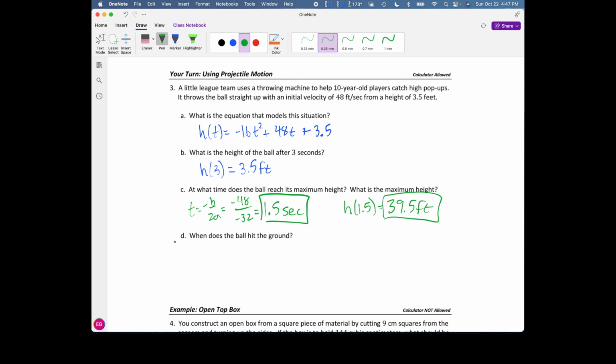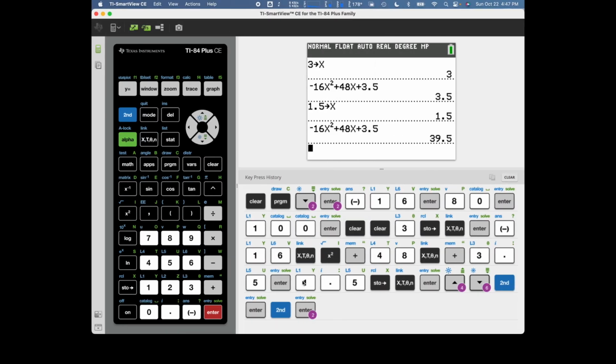When will the ball hit the ground? So we're going to say, hey, the ball hits the ground at a height of 0. And our A value is negative 16, our B value is 48, and our C value is 3.5, and we're going to use our quadratic formula. So again, you don't need to actually type any of these values in, you just need to write to say, hey, this is the formula I'm using in order to calculate this.